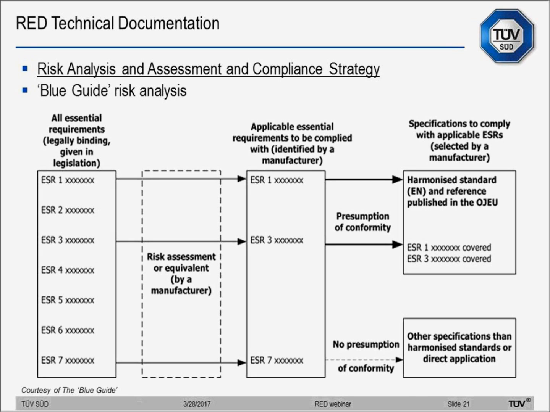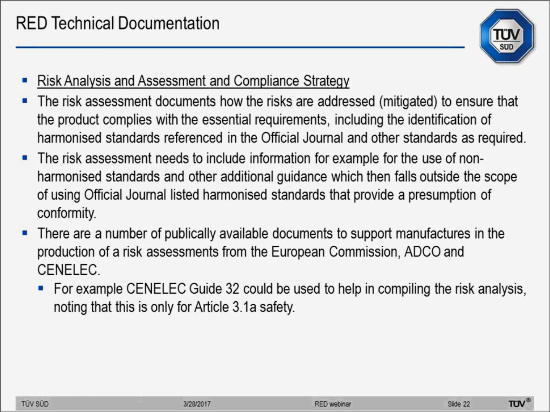The manufacturer then applies either harmonized standards, which gives a presumption of conformity, or other standards as required, which have no presumption of conformity. The risk assessment documents how the risks are addressed, otherwise known as mitigated, to ensure that the product complies with the essential requirements. Clearly, using specifications that are not listed in the RED Official Journal, for example drafts and alternative specifications, has additional risk as they do not give presumption of conformity, and this should be considered in the risk assessment.